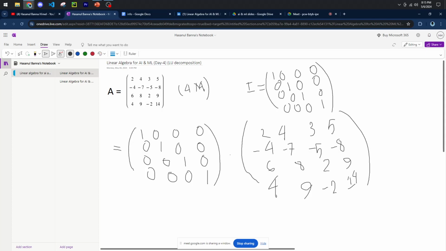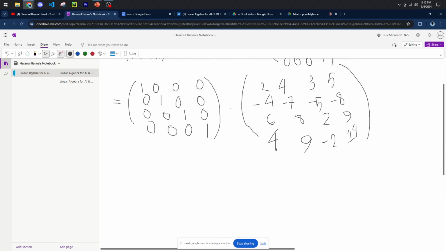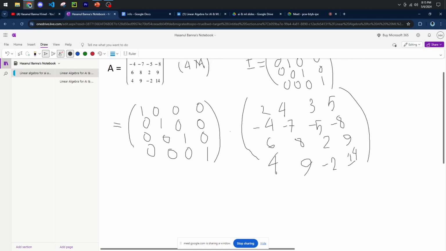Now in this decomposition our final goal will be that one side will be the lower triangular matrix and the other side will be our upper triangular matrix. For this, we will do this side for our lower triangular matrix and this side will become our upper triangular matrix. For this we will convert our right side matrix.